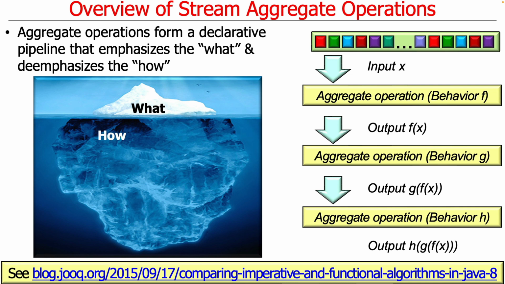What's the win? We've talked about this before, but just to quickly recap it, these aggregate operations form a pipeline of declarative operations that emphasize the what, in other words, what are we trying to do, and de-emphasize the how. Not that how is not important, not that implementation details don't matter, but it's not what we use to structure the program at the sort of the top level of the decomposition.